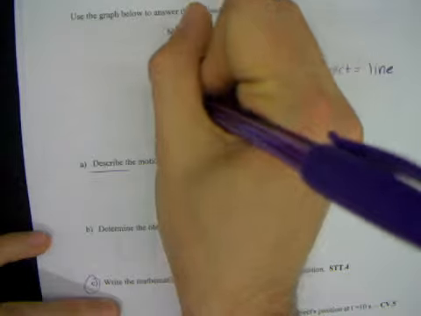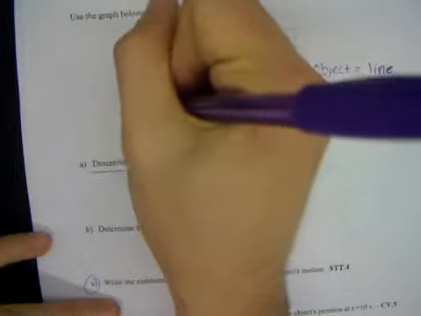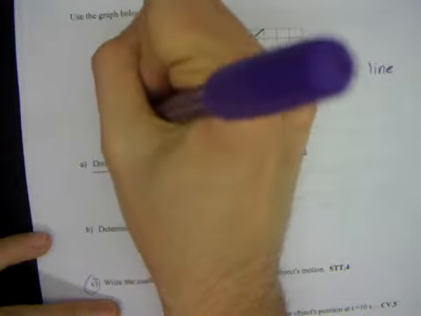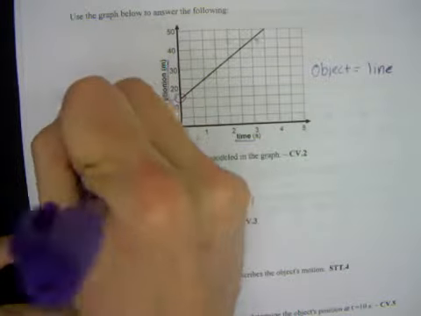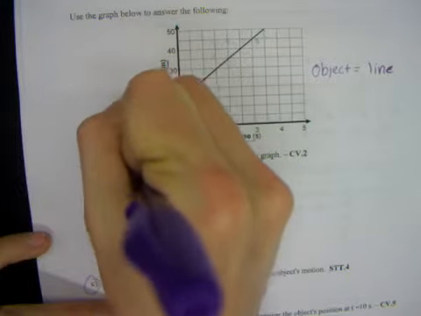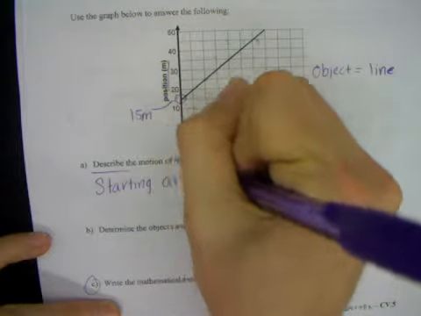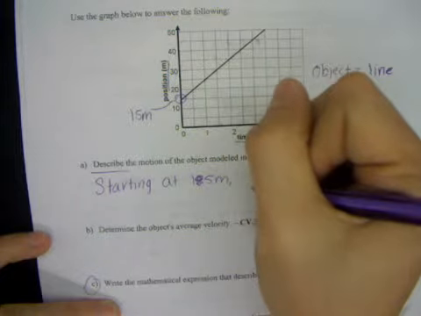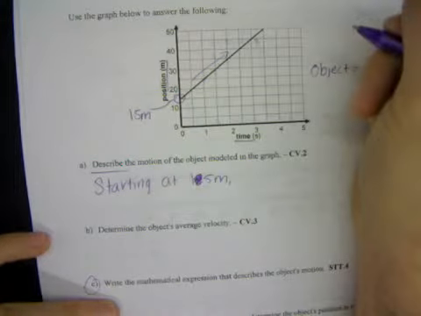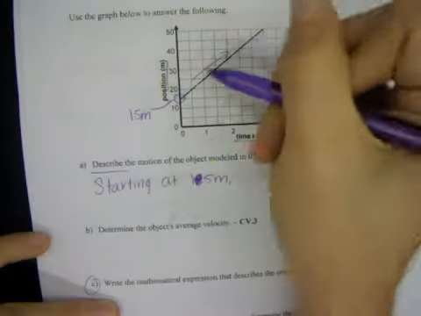Well, we see here that our y-intercept, or where it starts on the y-axis, is at 15 meters, right between 10 and 20 meters on the side. So we would write, starting at 15 meters. Then we want to figure out, well, is the object going in a positive or negative direction? And since we're going up and to the right, we know that's positive. It's going down the time, but up in a positive direction.